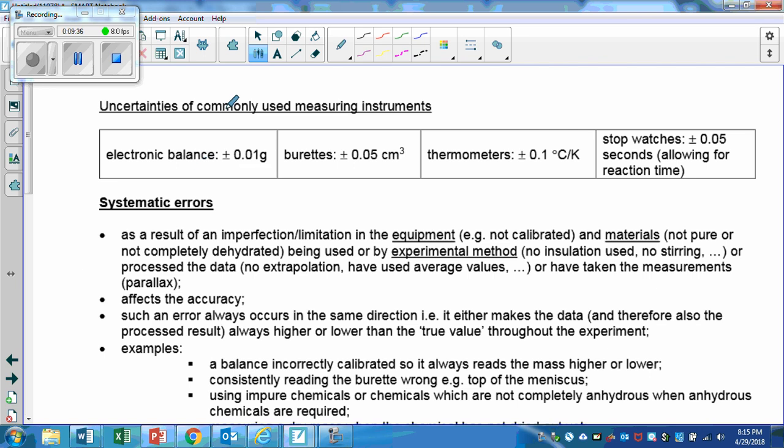So, uncertainties of commonly used instruments. Usually for an electronic scale, the uncertainty is going to be plus minus 0.01, because usually the scale is reading to the hundredth decimal place. Your burette, usually it's written on the burette that the uncertainty is 0.05 cubic centimeter. Thermometer is 0.1. So these are the common uncertainties. The stopwatch is going to be 0.05.